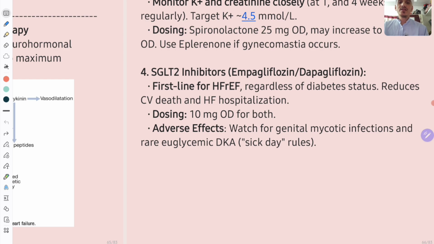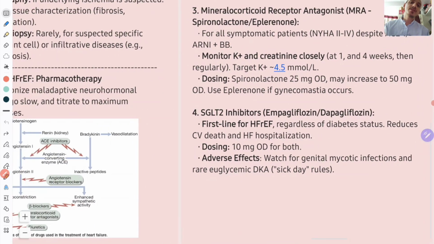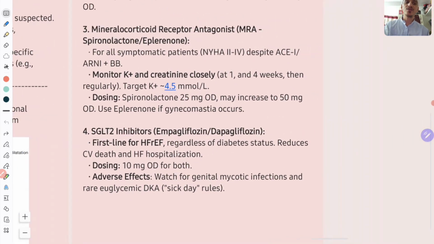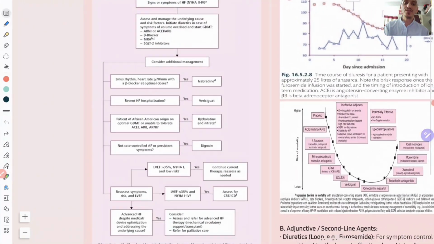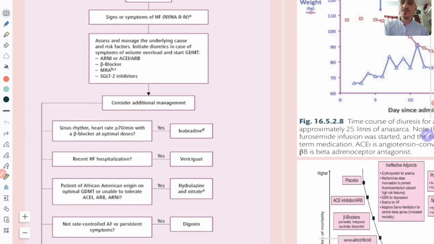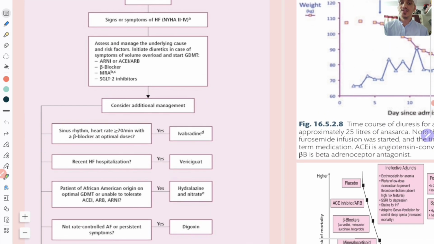Okay. Adverse effects: because they excrete more glucose in the urine, you should watch for genital mycotic fungal infections and rare euglycemic diabetic ketoacidosis. Okay. So whenever the patient is sick, he should be given the sick day rules. He should drink water. If his sugars are increased, he should take some 10% increased insulin. All those are sick day rules. Okay. Stop these SGLT inhibitors temporarily. All those things we should explain to the patient. See, this is the flow chart, easy flow chart. Okay.